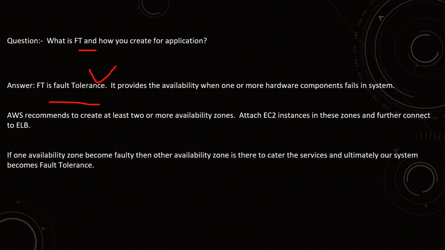So FT is fault tolerance, as we have discussed. How do you create it for applications, guys? Fault tolerance means if our availability zone becomes faulty, then our services would not be hampered. We have to make our infra in such a way that if one or more components fail in the infra, then our services will not fail, right? So we have to manage this. How can we manage? We can manage it by creating availability zones. At least two or more availability zones should be there, and attach these instances in these availability zones and further connect to ELB, right?